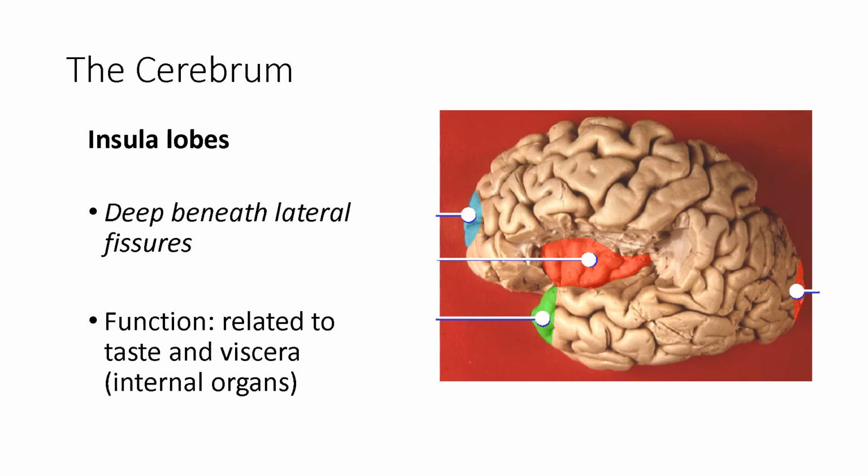The last lobe of the brain is called the insula, and it's here in red. So let me try highlighting this in yellow. It's this red area here. Notice that it's deep in the brain. It's below the lateral fissures, and it is involved in functions related to taste and sensing in your visceral organs. You know, things like your stomach, liver, intestines.